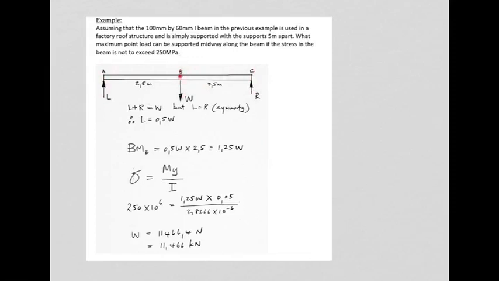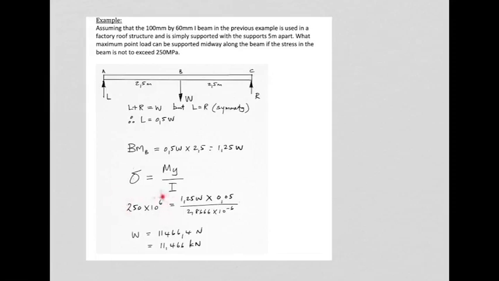The bending moment at this cross-section where our hand is placed would be R, which is 0.5 W, multiplied by 2.5 meters. So the bending moment at B would be 1.25 times whatever W was. And remember that the stress in the outermost fiber, sigma, is My over I, that very important bending formula which we discussed a little while ago.